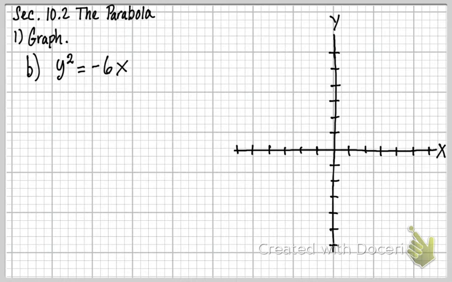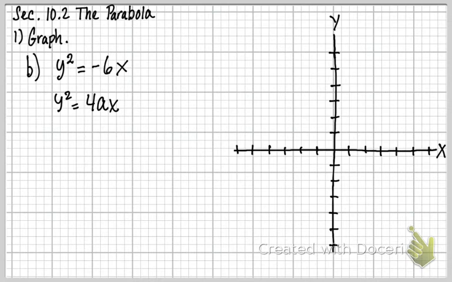So the first thing to understand, once I realize my direction and that it's a sideways parabola, is the general formula for this. The general formula is y squared equals 4ax, as we saw in the previous video. Notice that I have an x and an x here, so the only difference is this negative 6 and this 4a.